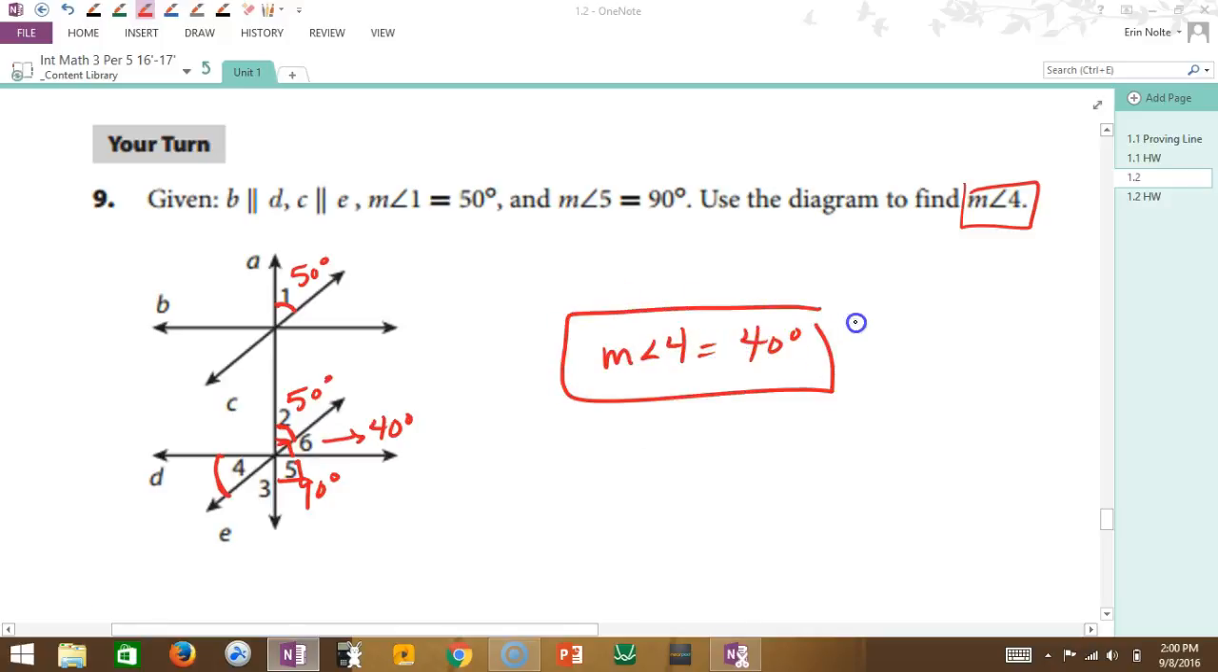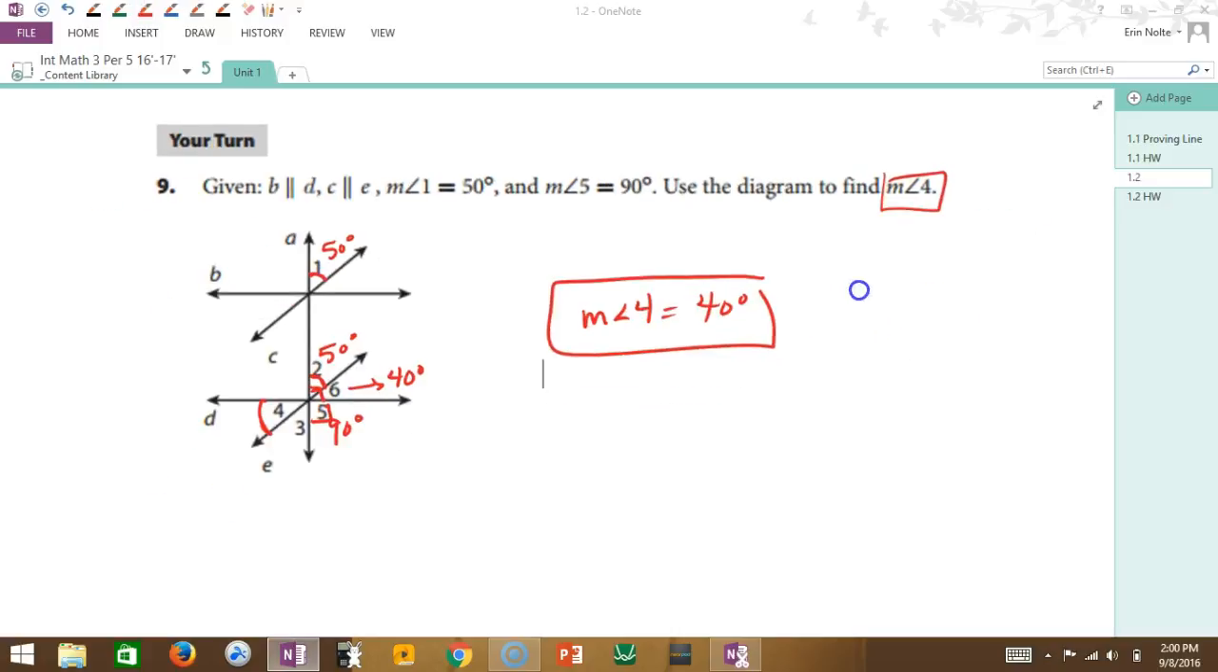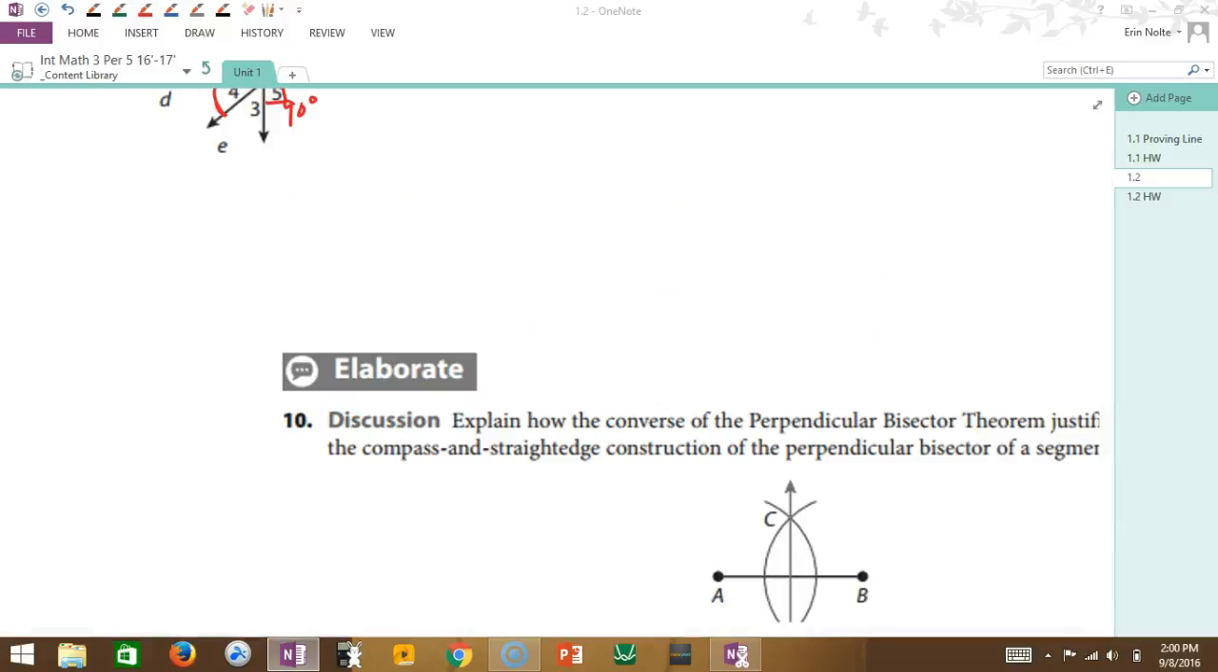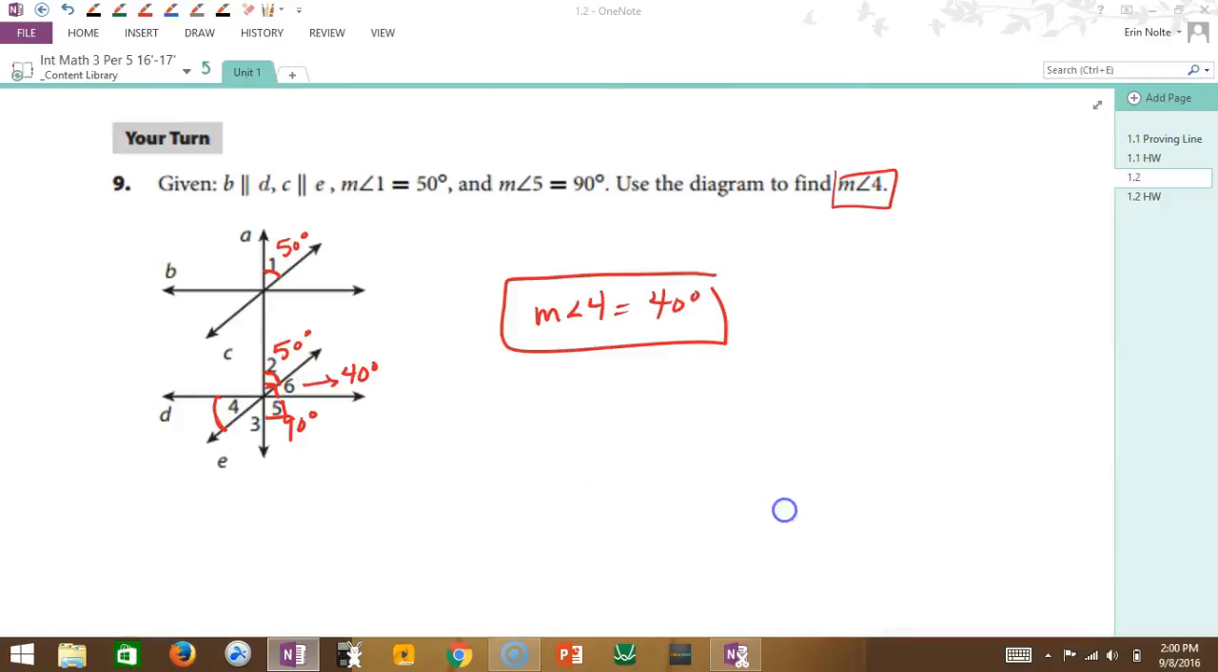Did everybody follow that logic behind that? Not just go straight to the jumping point? You're good? Yes. Okay, so how do we prove that angle 2?